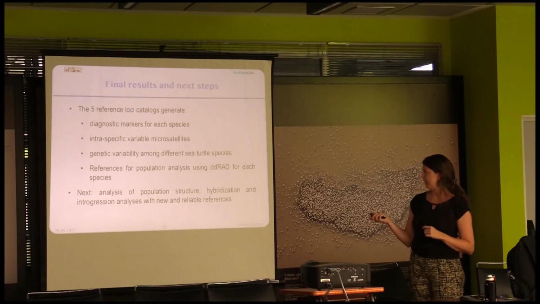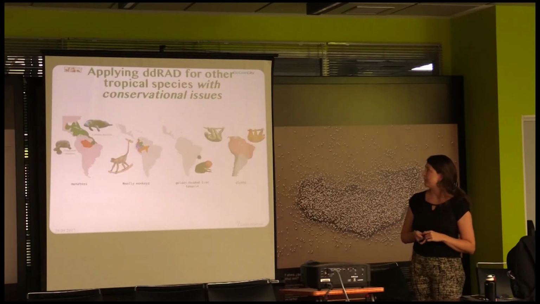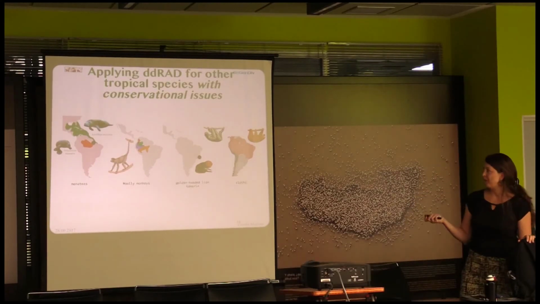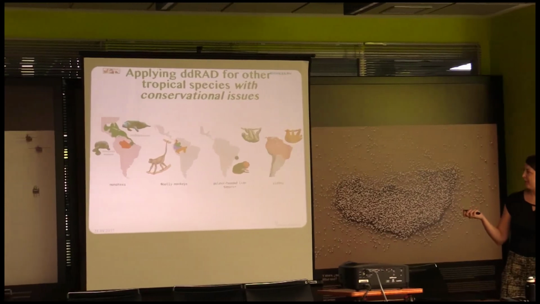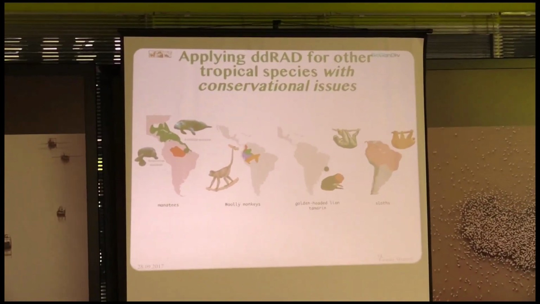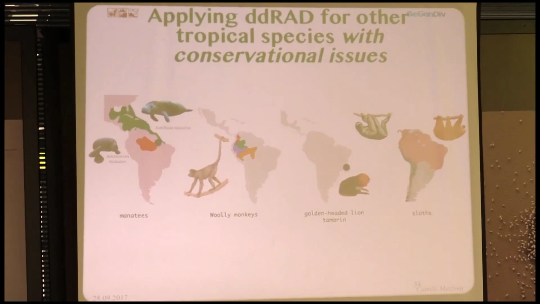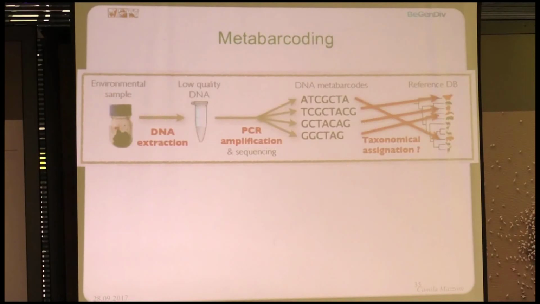And the new reliable references. I'm also applying ddRAD to other species: manatees in Brazil, and some monkeys, woolly monkeys, tamarins, and sloths. I have many projects with sloths. Most of them are in Latin America. And one thing that I'm starting is doing metabarcoding. I have several projects that I collaborate on in metabarcoding.